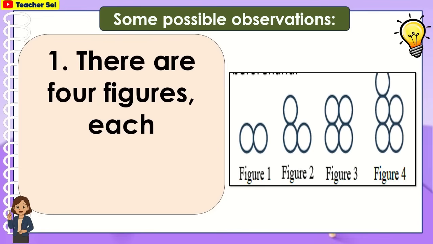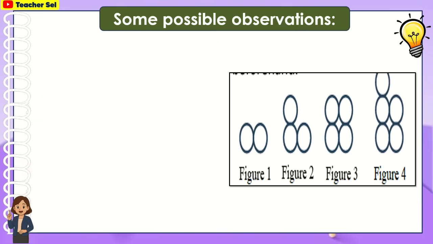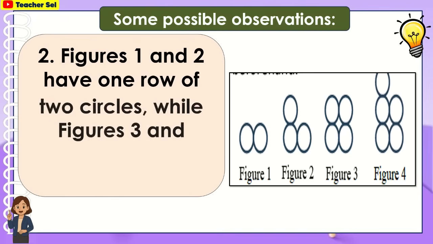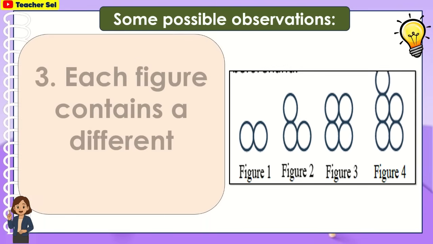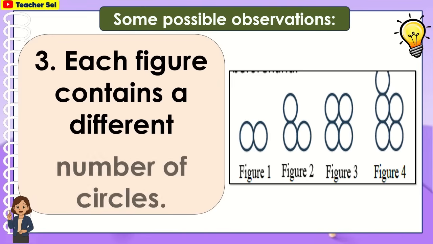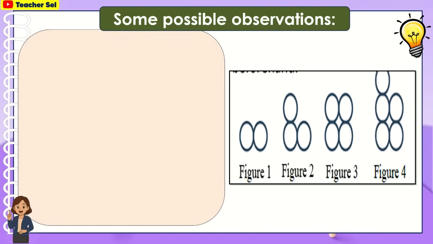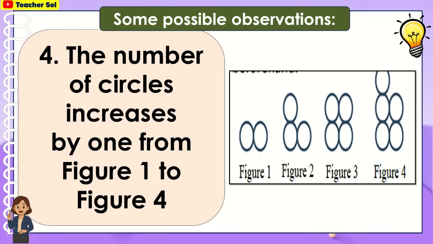There are 4 figures, each composed of circles. Figures 1 and 2 have one row of 2 circles, while figures 3 and 4 have 2 rows of 2 circles. Each figure contains a different number of circles. The number of circles increases by 1 from figure 1 to figure 4.